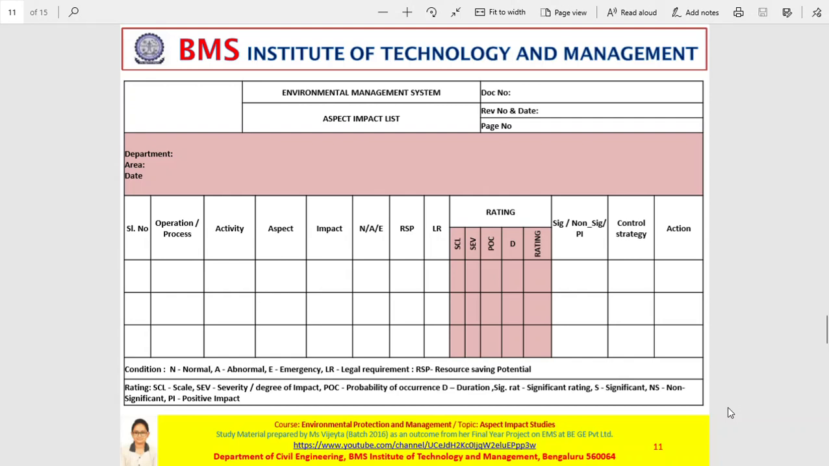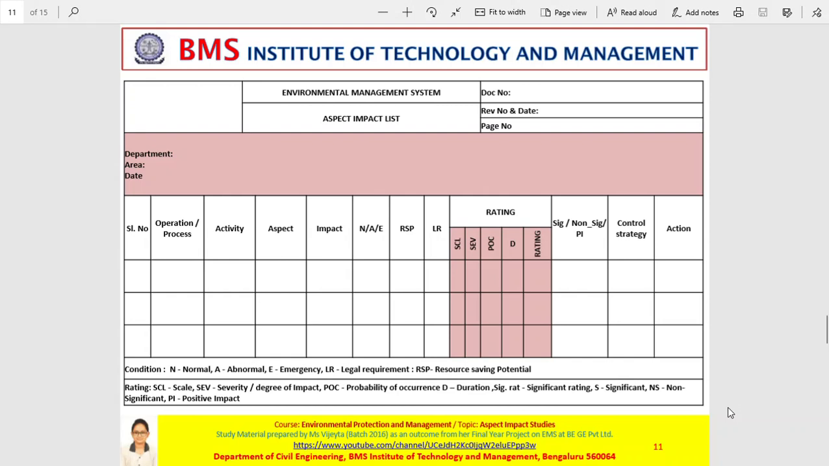The next column in rating is POC. POC stands for probability of occurrence. If the probability of occurrence is once a week, then it is considered to be low and it is rated as 2. If the probability of occurrence is once a day, it is considered as medium and rated as 3. And if the probability of occurrence is once a shift, then it is considered as high and rated as 4. The last but one column under rating is D, which stands for duration of aspect. It is the duration through the day the aspect is working. If the aspect runs for 4 hours a day, then it is rated as 2. If the aspect runs for 8 hours a day, then it is rated as 3. And if the aspect runs for more than 8 hours a day, then it is rated as 4.